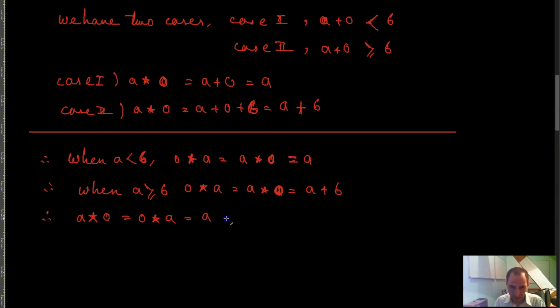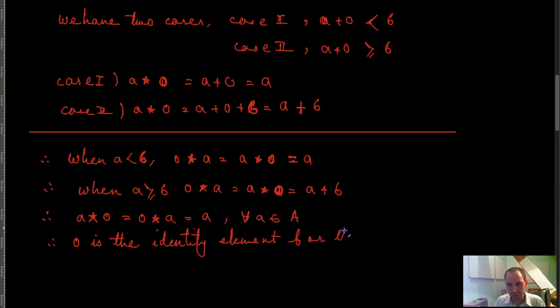basically for all A belonging to A. You can actually write this statement. There is no problem with that. And therefore, 0 is the identity element for the operation star. So that's basically part 1 of this question, right?